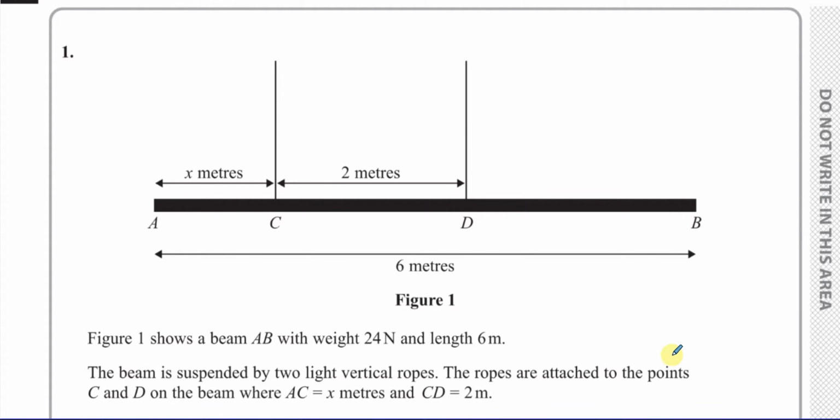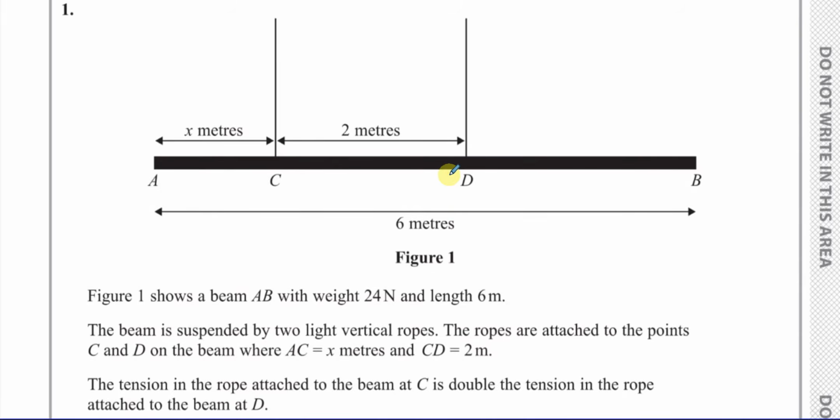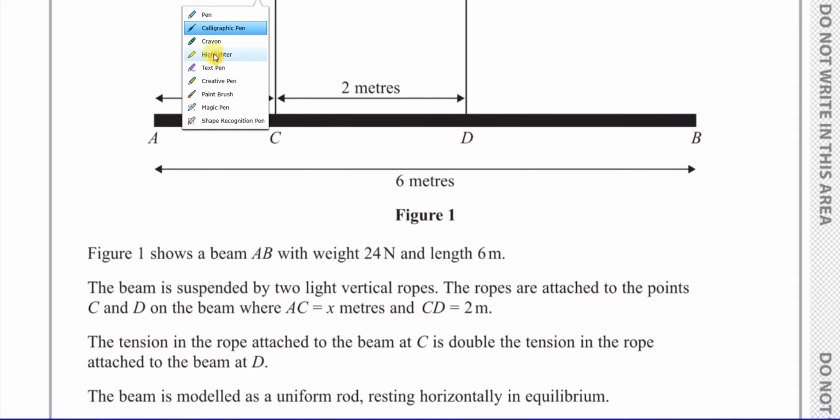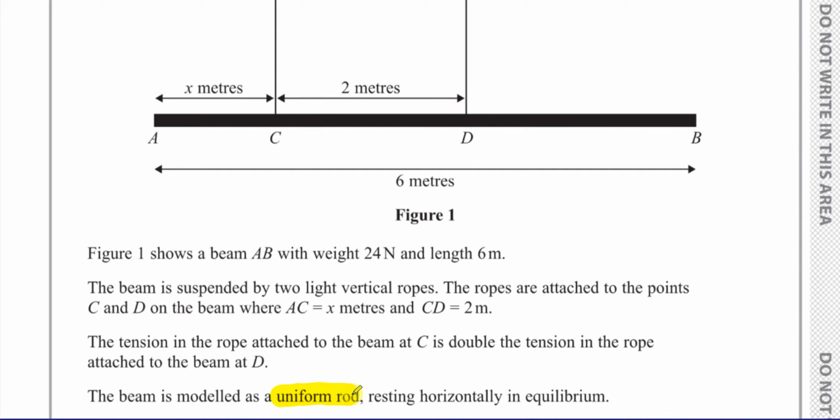The ropes are attached to the points C and D on the beam, where AC is X meters and CD is 2 meters. Then it says the tension in the rope attached to the beam at C is double the tension in the rope attached at D. So that's good, we can have the 2 tensions in terms of each other. There won't be 2 unknowns. It's 1 unknown T, and that's 2T. All right, the beam is modeled as a uniform rod. So that's what I was referring to. Now we know it's a uniform rod.